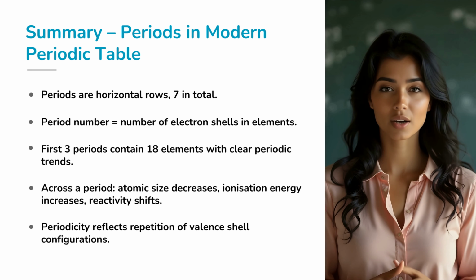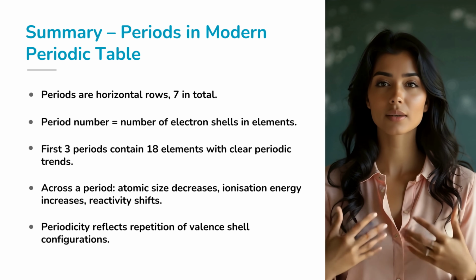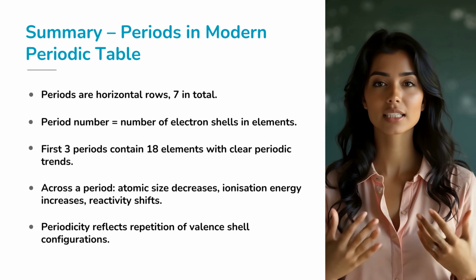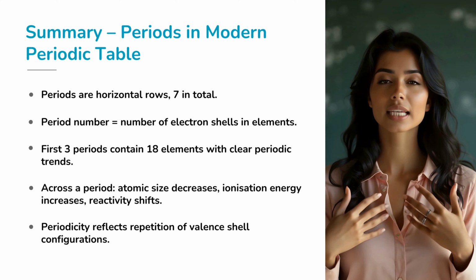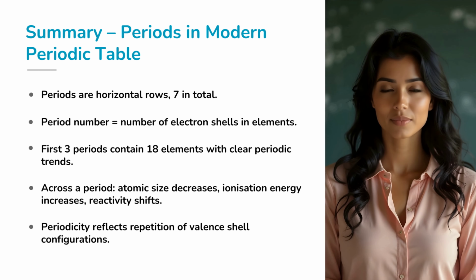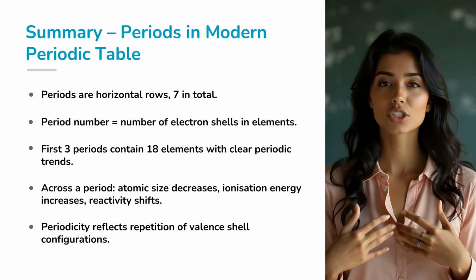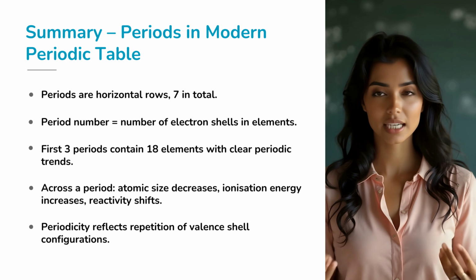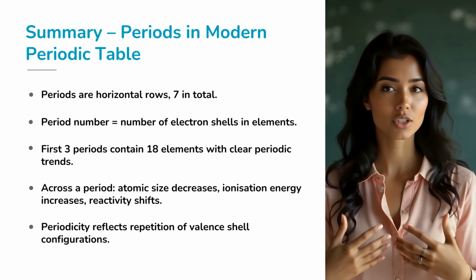So let's wrap it up. Periods are the 7 horizontal rows of the periodic table. The number of the period tells us how many electron shells the atoms of its elements have. The first 3 periods contain 18 elements, and even in these, we see periodic trends. Across a period, atomic size decreases, ionization energy increases, and the nature of elements shifts from metallic to nonmetallic, ending with noble gases. This is the beauty of the periodic table.